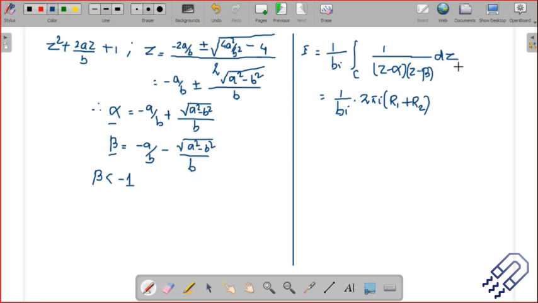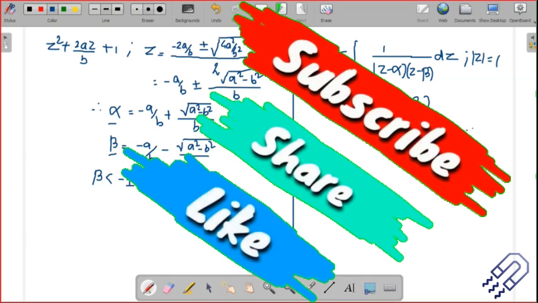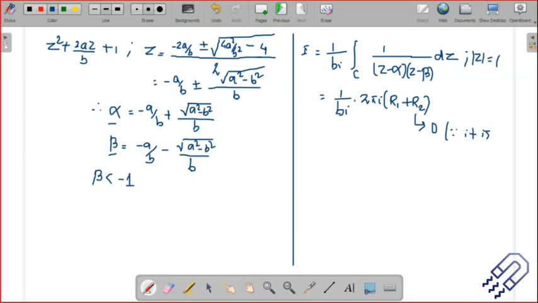Now, this is in terms of z, and the contour is modulus of z equal to 1, so it's going to be between minus 1 and plus 1. This beta value is always going to be less than minus 1, so R2 will be equal to 0, since it is outside the contour. So this is basically going to be 0. You have to analyze it in such a way that you get it correctly. That's very important. So I just have to find the first residue.